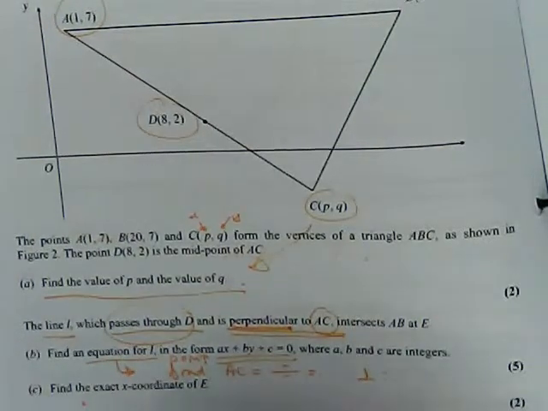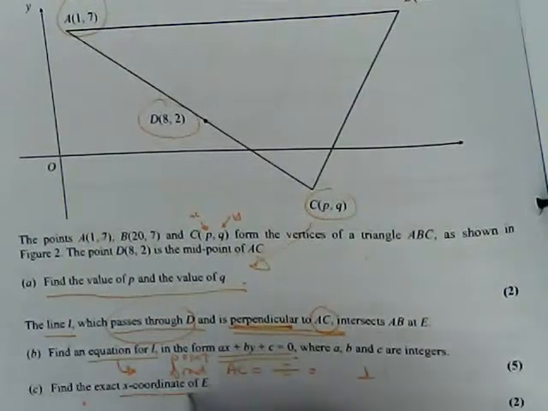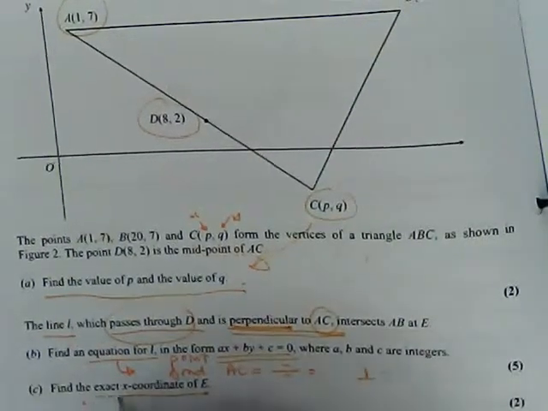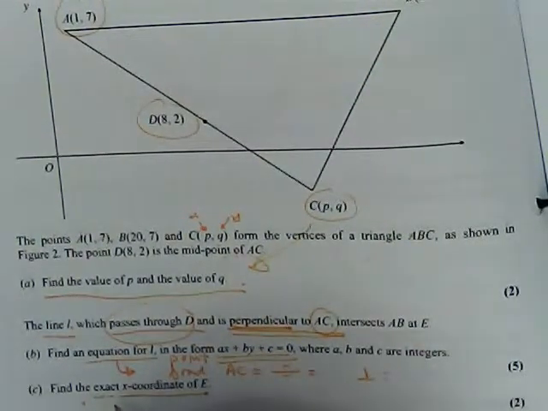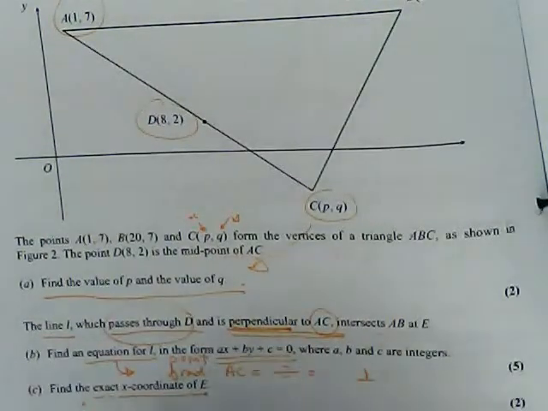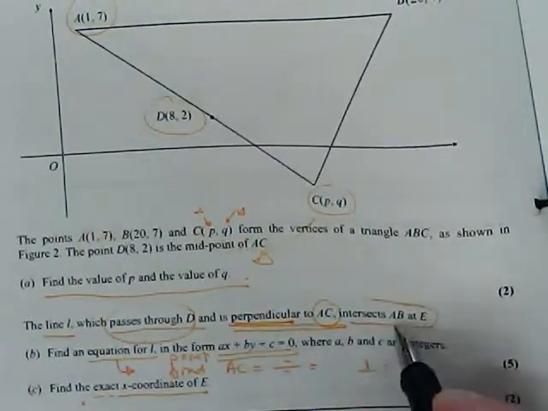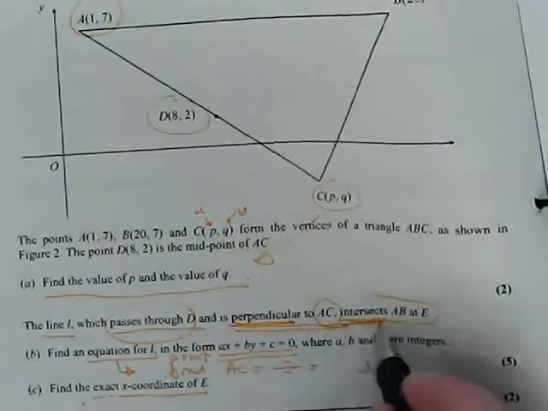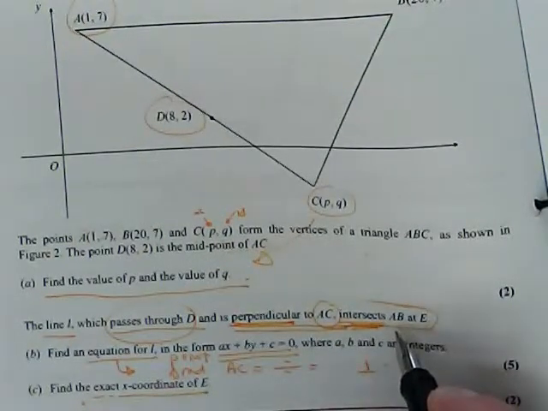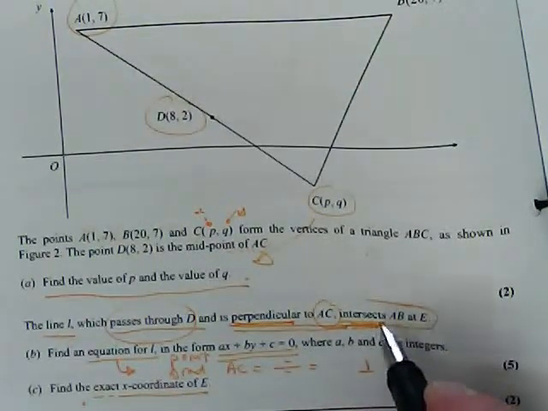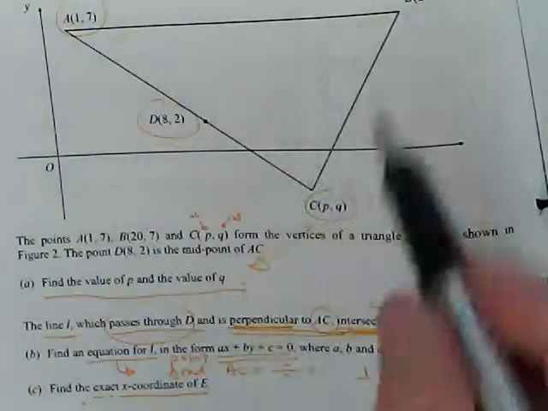And then finally, we want the x coordinate at E. Exact, so that means leave it as a fraction, don't give it as a decimal, whatever you do. So find the exact x coordinate of E. What was E? E was this bit. Something intersects AB at E. Intersect is a trigger word. So AB is the line like that.